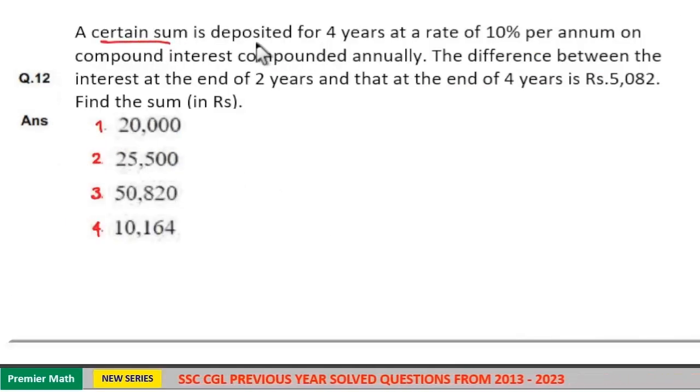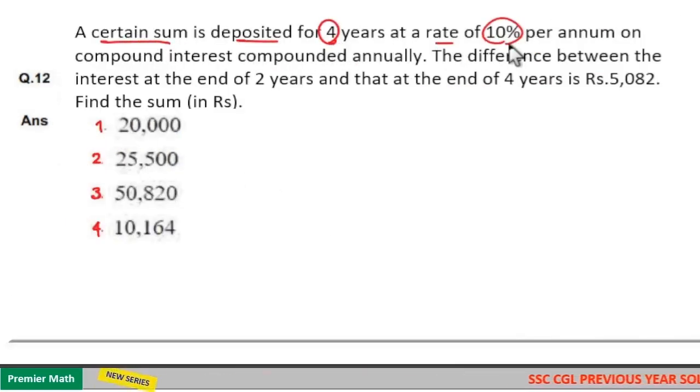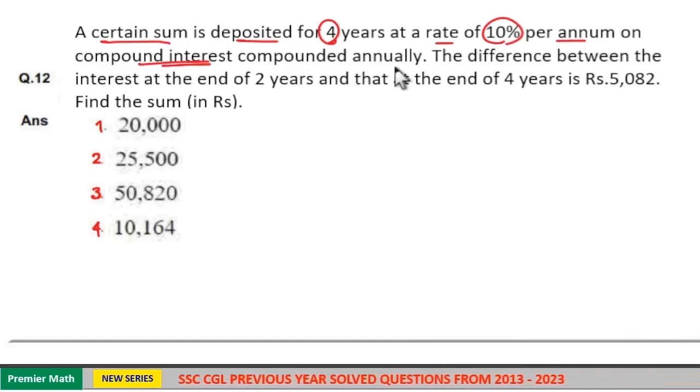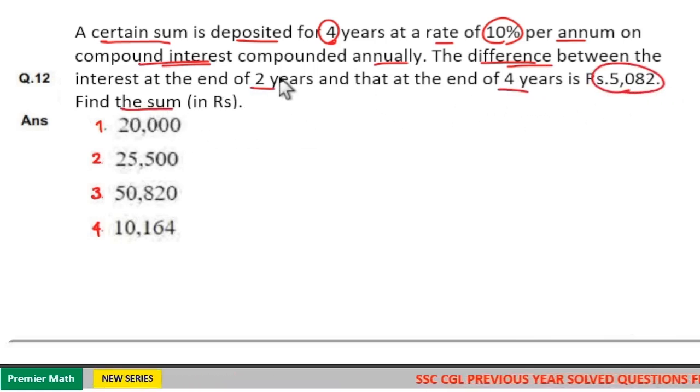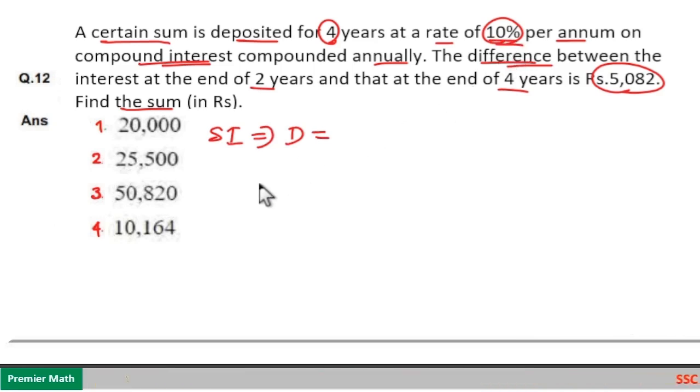A certain sum is deposited for 4 years at a rate of 10% per annum on compound interest compounded annually. The difference between the interest at the end of 2 years and at the end of 4 years is rupees 5082. Find the sum. Here you can solve it in two methods. If you go for rough calculation, that is in exam perspective, just calculate the simple interest difference for 4 years and 2 years. Here interest is 10% per annum. That is for 1 year it is 10%. So 4 years it is 40%. For 2 years it is 20%. So 40 minus 20 is equal to 20%. This is simple interest difference.